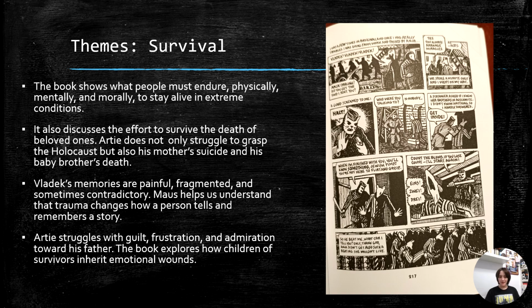Then Vladek's memories are very painful and sometimes contradictory. So one time he may say that Auschwitz was terrible, and he may describe a time that is unbearable, but other times he may tell his son, stop being so dramatic, it wasn't that bad. And basically, trauma changes how a person tells and remembers a story. Artie struggles with guilt, frustration, and admiration towards his father. The book explores how children of survivors inherit emotional wounds.